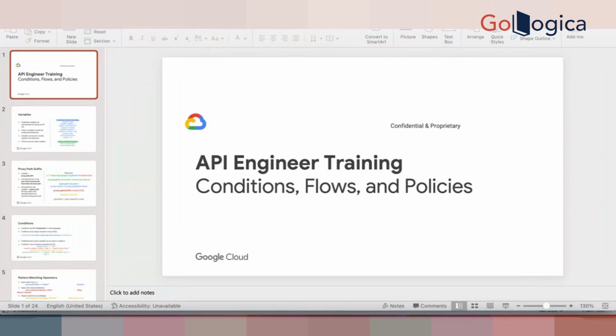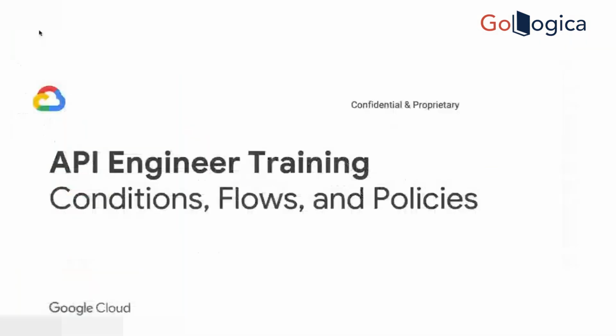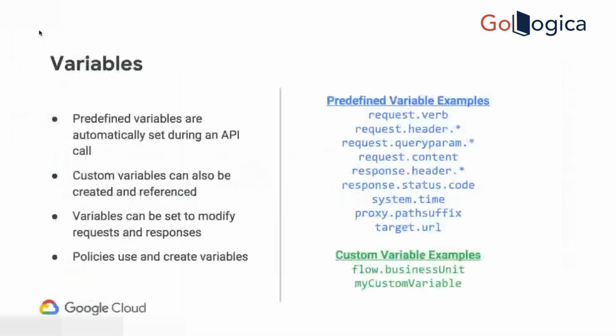So in APG, like any other programming language or platform, APG also has variables, and APG has two kinds of variables: predefined variables and custom variables. Predefined variables are automatically set in certain scenarios. Some are set when the request comes, some on the policy, some on the target. Those are set automatically, you don't have to do anything, and you can utilize those variables anytime after they are set. The second is the custom one, which you can create.